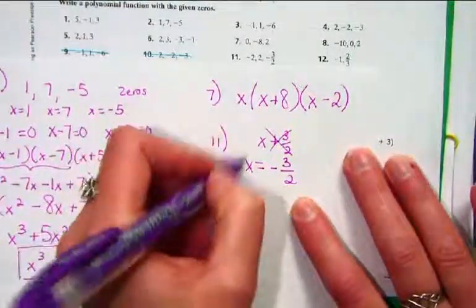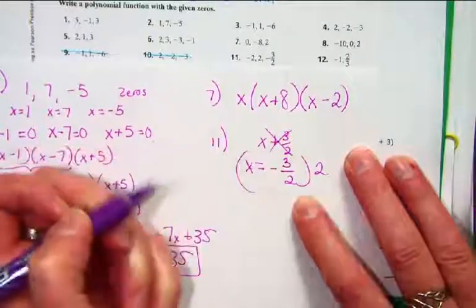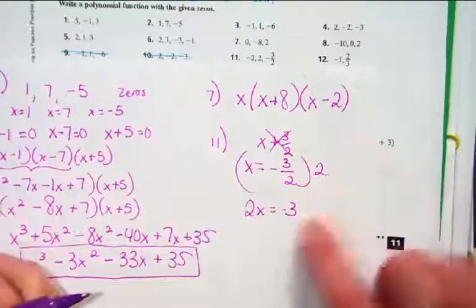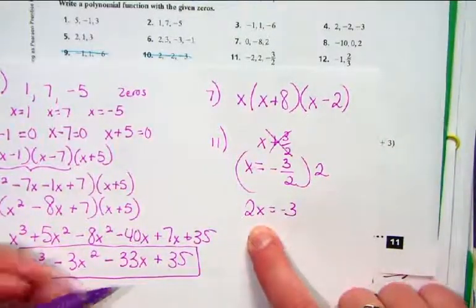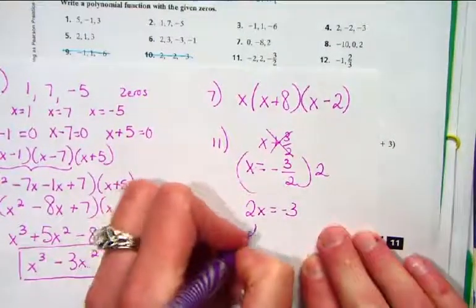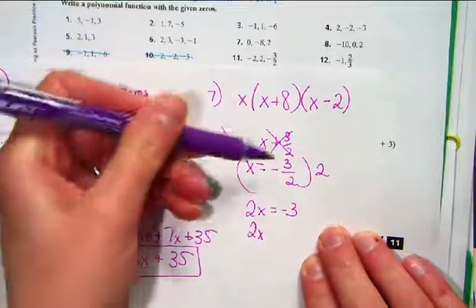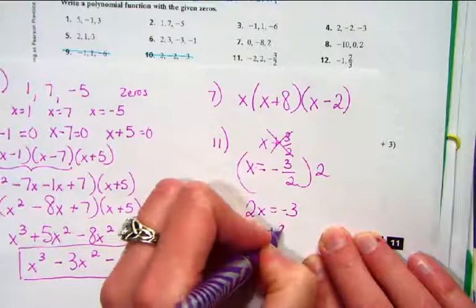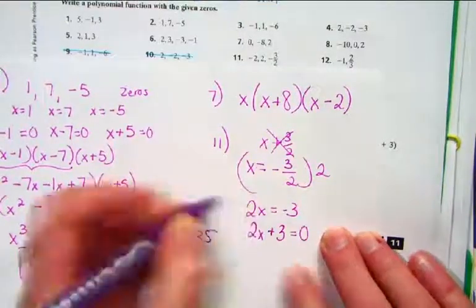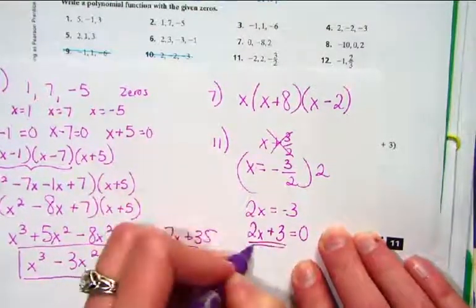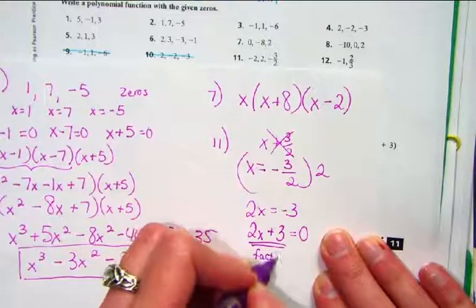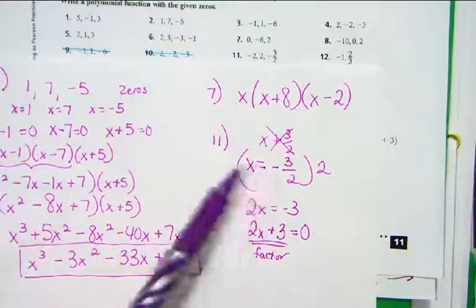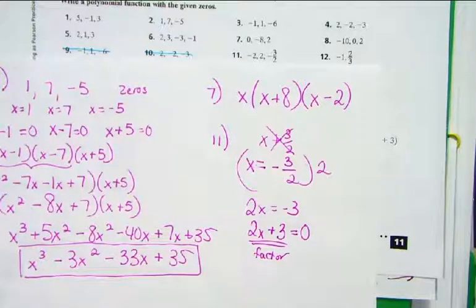The first step is to multiply everything by 2 to get rid of that fraction. So I'll have 2x equals -3. And now I'm going to add 3 to both sides. So the factor, turning this 0 of -3/2 into a factor, is 2x plus 3. So here is what my factor looks like. Wanted to make sure we covered that so we don't end up with a bunch of fractional coefficients.